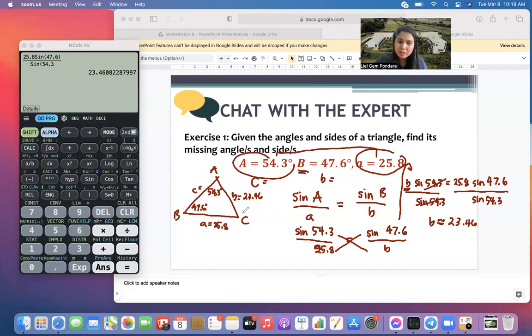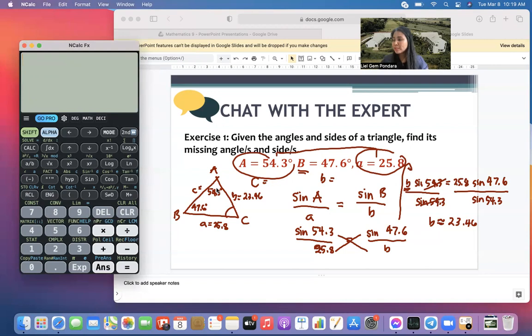But if you check, we don't have one representative for C. The angle is missing and the side is missing. And you need to have at least one before solving. So how are we going to solve for angle C? Now, can anyone tell me what is the sum of all the angles in a triangle? 180 degrees. Good. It's 180 degrees. So we need to subtract angle A and angle B from 180 to get angle C.